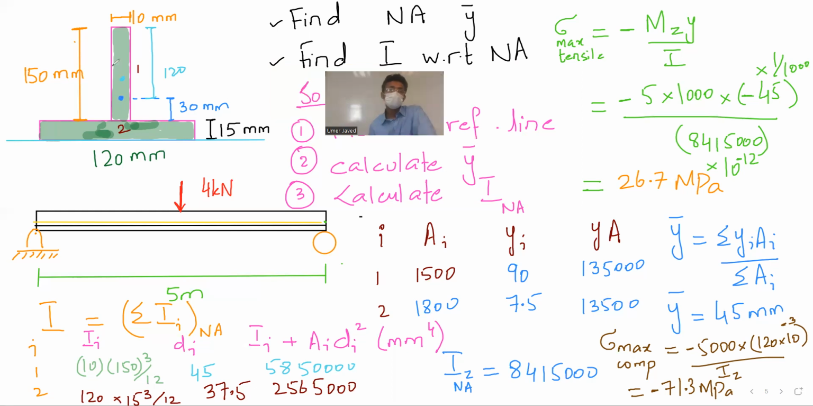If you want to find the maximum compressive stress, if this object bends like this, the maximum compressive stress will be 120 millimeters from here, because 120 is the maximum distance from here. And the maximum tensile stress will be 30 plus 15, 45 millimeters. So when I want to find maximum tensile, I substituted negative 45. And when I'm trying to find maximum compressive, I substituted 120.